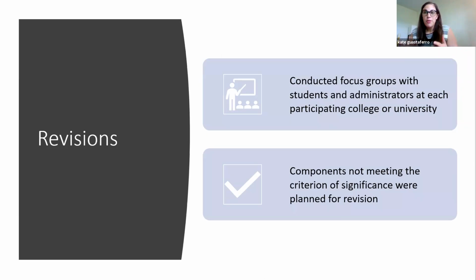So we undertook some revisions. These were planned, right? We conducted focus groups with students and administrators at each one of the colleges and universities. The goal was to understand what they didn't like and figure out why there was such a problem with participation, and anything that was not meeting the criterion of significance was planned for revision.